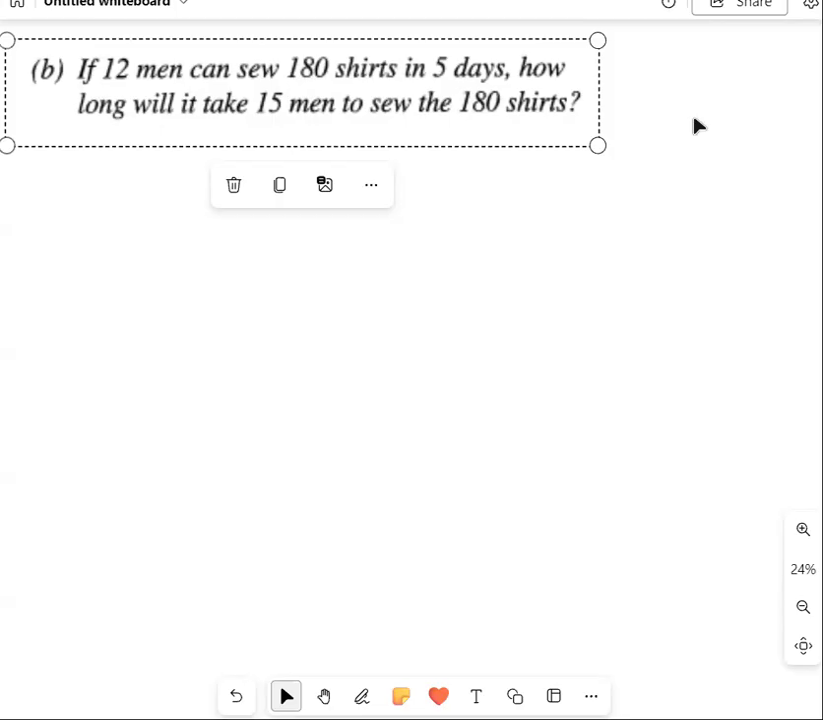So notice here, let me ask you a question. They said 12 men can sew 180 shorts in 5 days, right? Will 15 men take longer or less time? Which one?